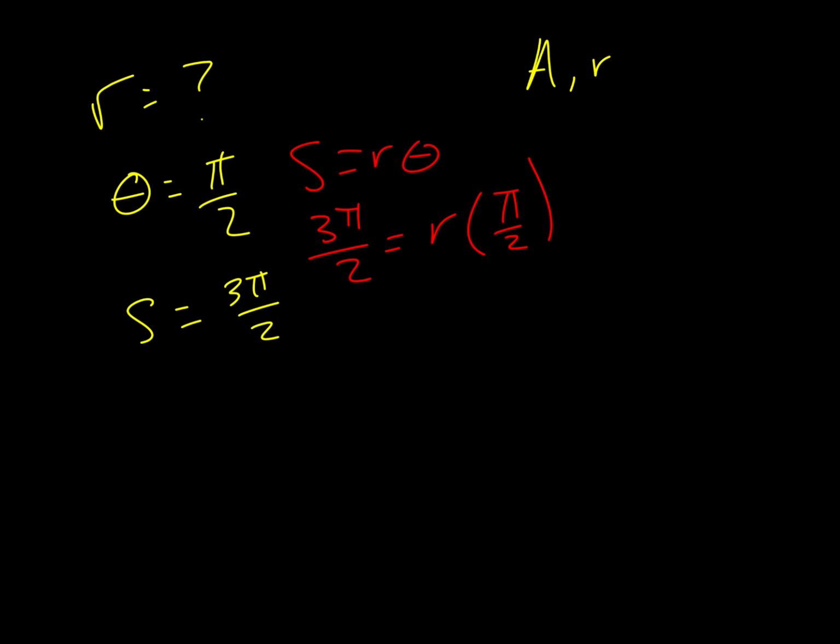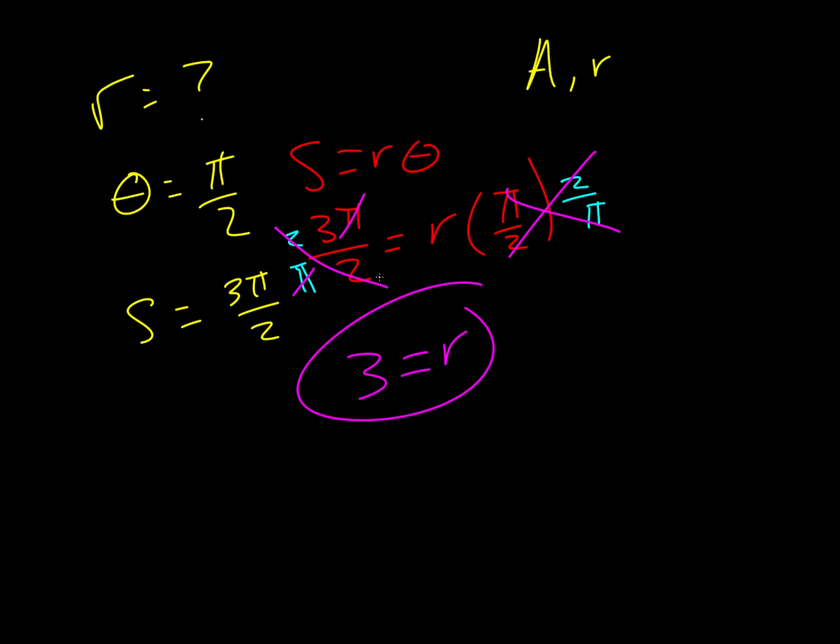So to undo that fraction multiplication, we'll do 2 over pi on both sides. And a lot of stuff cancels, so that's nice. 2's cancel, pi's cancel, so that's just a 3. Those cancel, so the radius is 3.